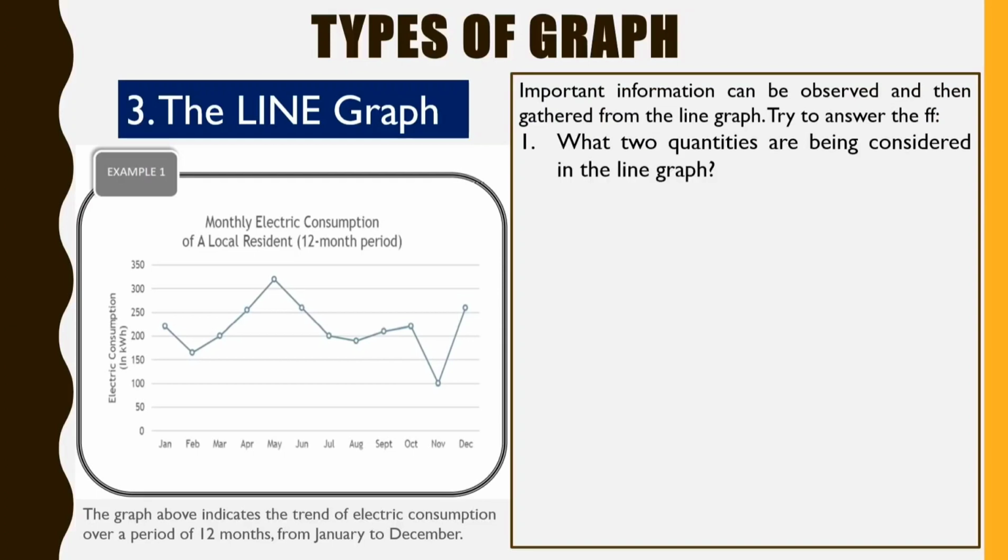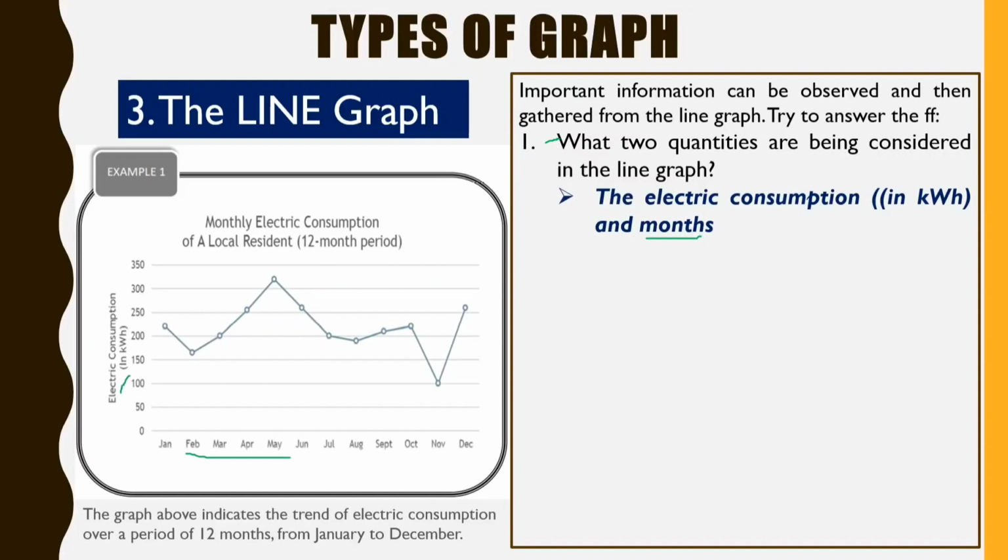Question number 1, what two quantities are being considered in the line graph? This question is simply asking about the labels of the x-axis and the y-axis. So for the x-axis or the horizontal axis, these are the months, and for the y-axis, it is the electric consumption in kilowatt hours. So those are the two quantities being compared or being considered in our graph.